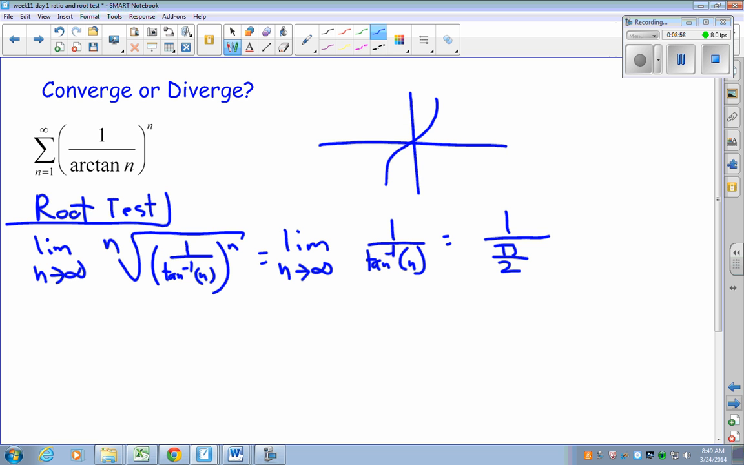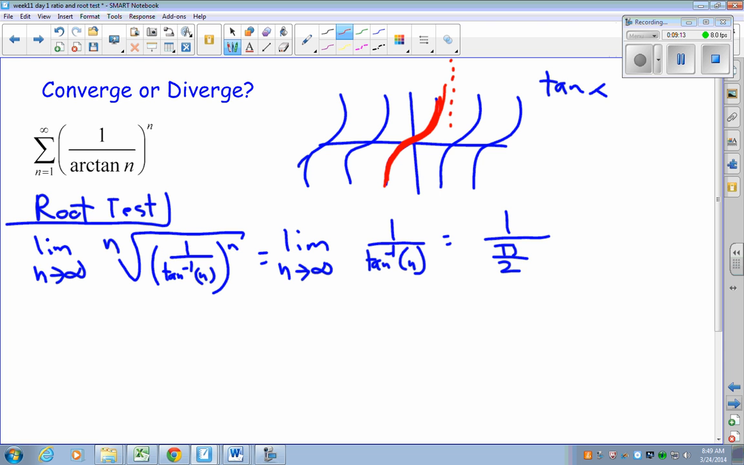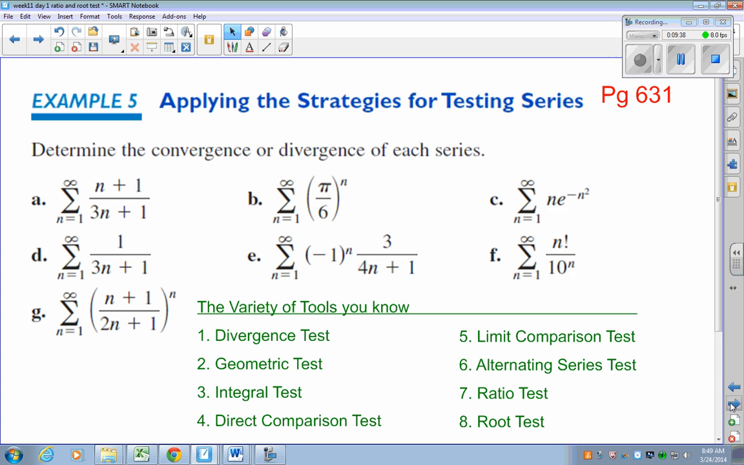Visually, that's the tangent graph. And if you're looking at the arc part, it's the restricted piece that we only use for the inverse tangent. And when is that thing going to infinity? Right at pi over 2. Okay? So I got 1 over pi over 2, which is 2 over pi. Let's see. 2 over pi is less than 1. So, absolute convergence.